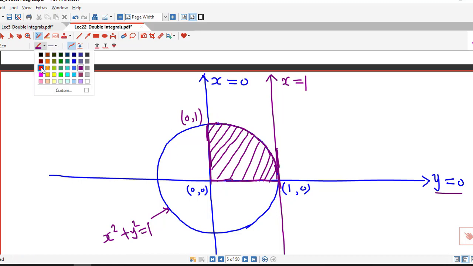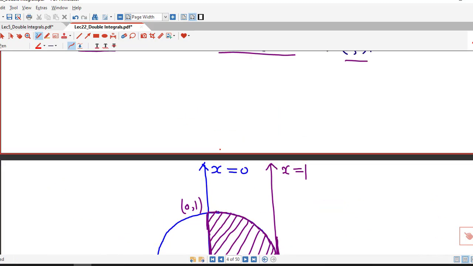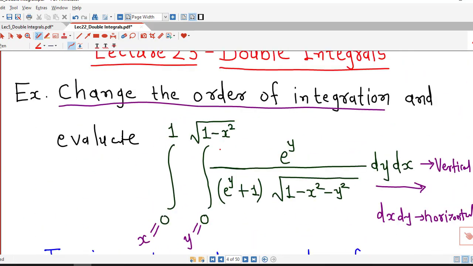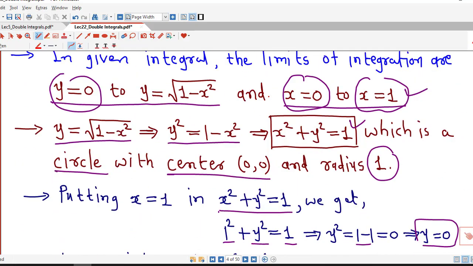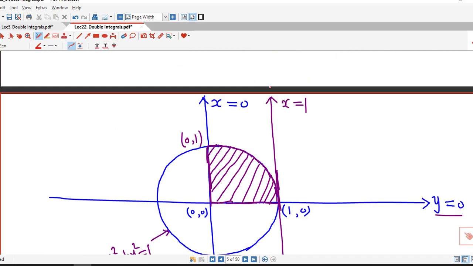Now to change the order of integration, we have to consider a horizontal line, because in the given double integral, the order of integration is first with respect to y. So to change the order, we have to integrate first with respect to x, and for that we use a horizontal line passing through the region. So suppose we consider a horizontal line passing through the region, and as we know, on this line y becomes constant and x is changing.